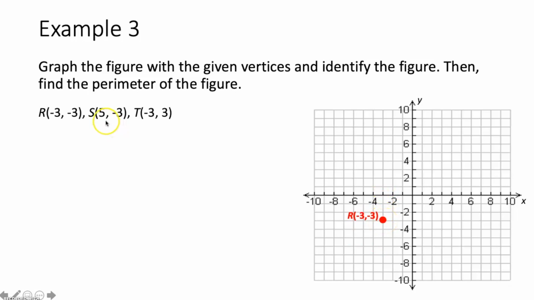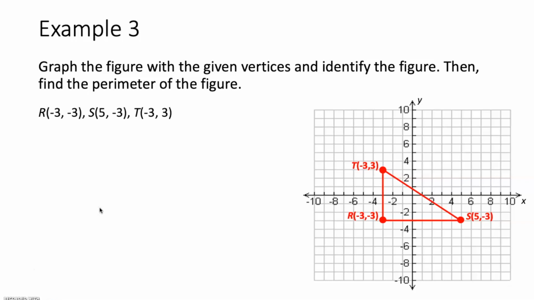Point S is at 5, -3, so we go over to 5 on the x-axis down to -3 on the y-axis, put a point. And then point T is at -3, +3, so over to -3 on the x-axis up to +3 on the y-axis, put a point. So if we were to connect each of these vertices, we see that we have a triangle.